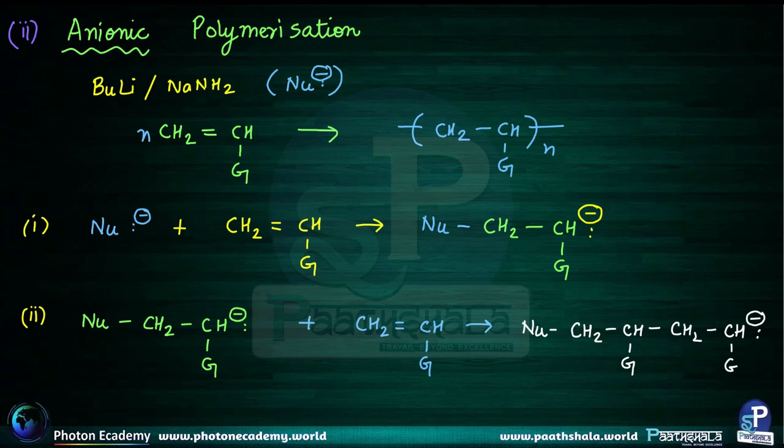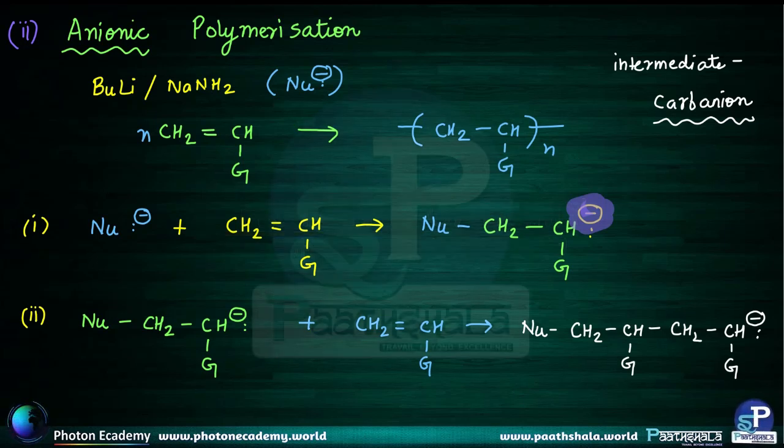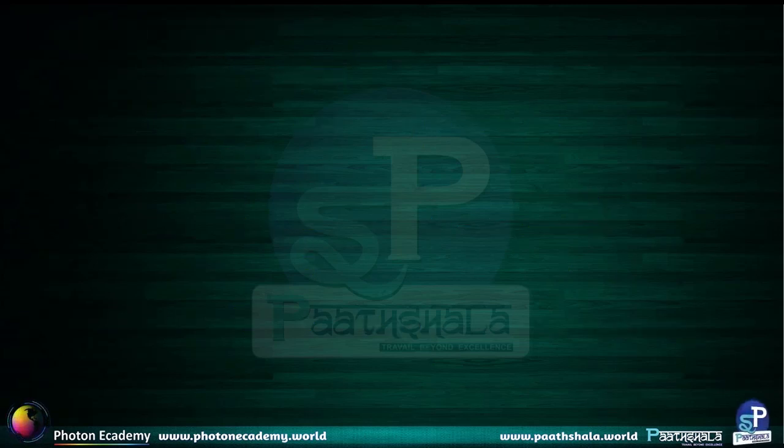C. So this intermediate, as we can already see, has a negative charge, so the intermediate is nothing but a carbanion, that is carbon with a negative charge. Now the chain growth, that is the propagation step, is occurring, so we have to stop this step to end the process and to get our polymer. To stop this polymerization, we have to put acid in it.